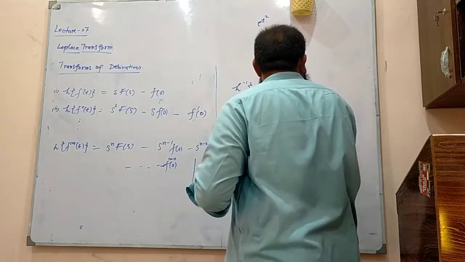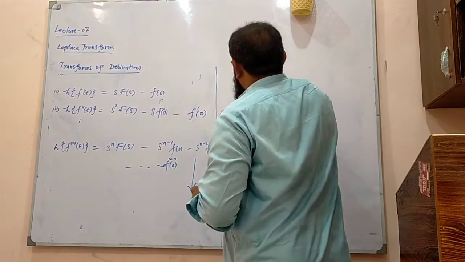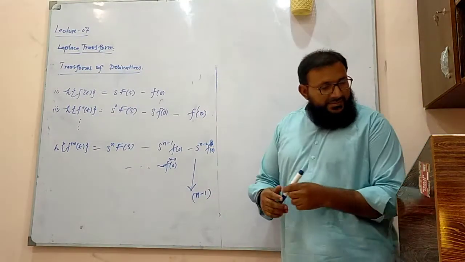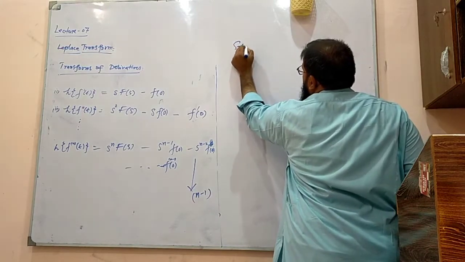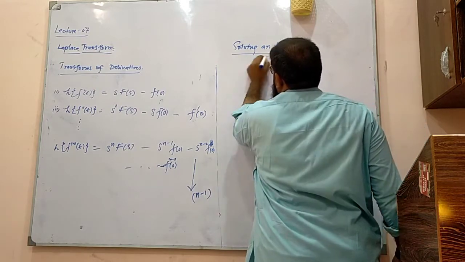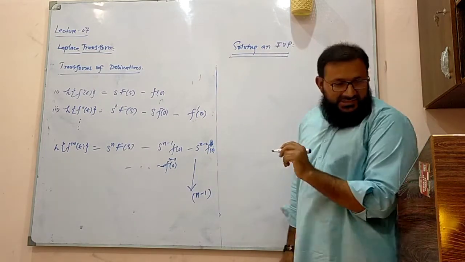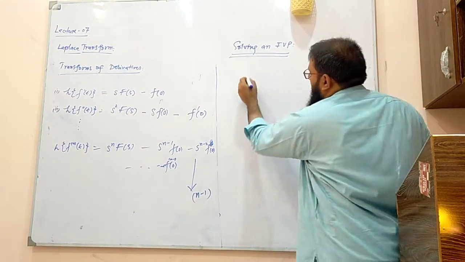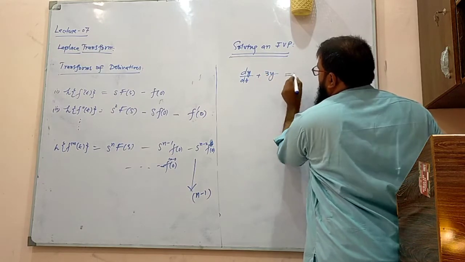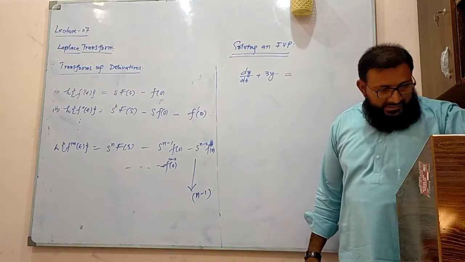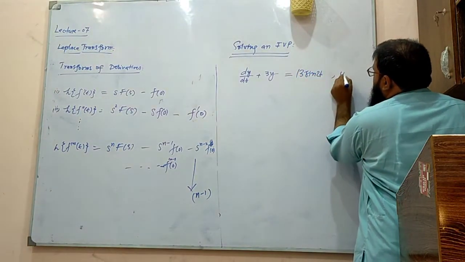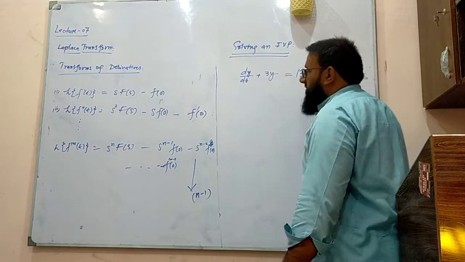Now we can apply these things to solve differential equations. For example, solving an initial value problem. So the problem is, let's say, dy by dt plus 3y equals 13 sine 2t, and the condition given to us is y of 0 equals 6.